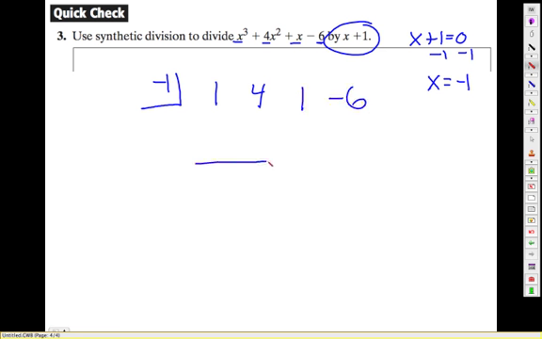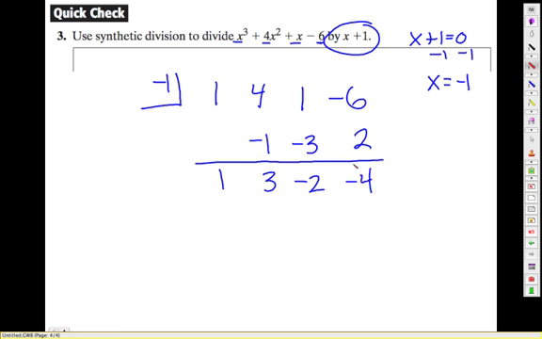Then I'm going to draw my line, and do you guys remember what the first step is? Yeah, we take the first coefficient and bring it down here. Now we're going to multiply. -1 times 1 is going to be -1. Then we combine these to get 3. And then -1 times 3 is going to be -3. So that's where I put that. Then this will simplify to be -2. -1 times -2 is going to be a +2. We put that right here, and we combine these to get -4.